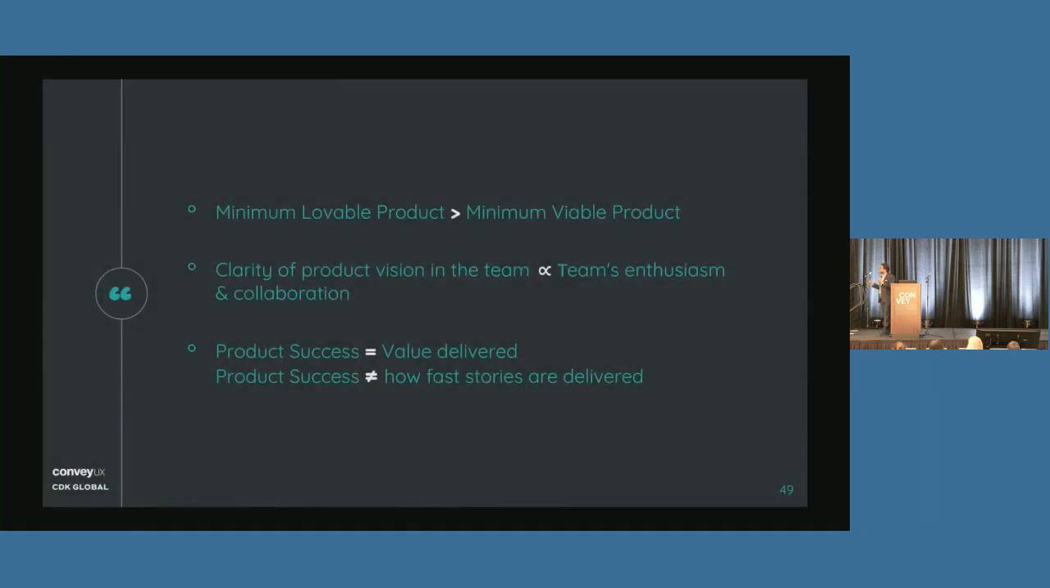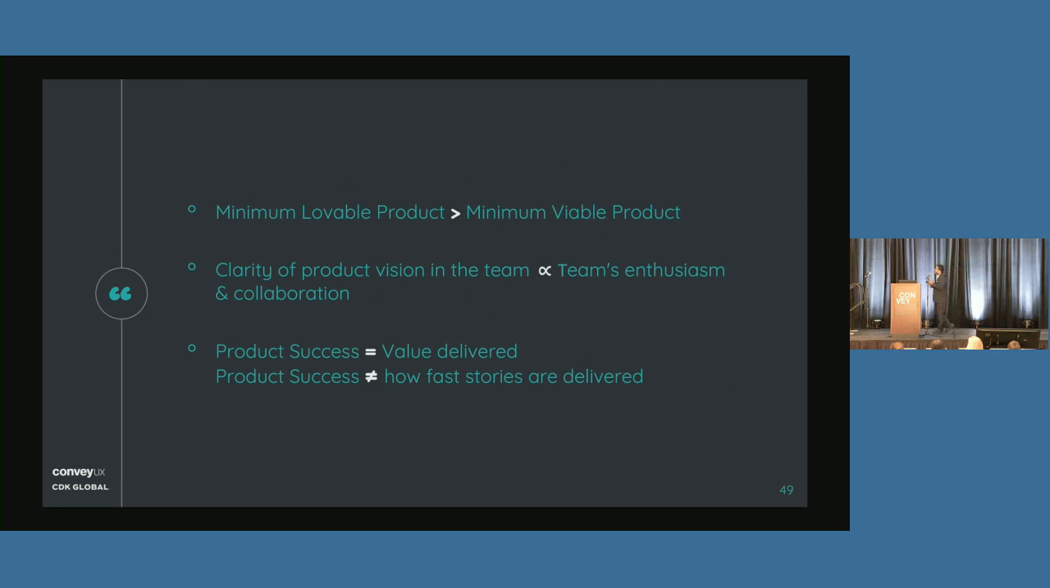So having said that, I will finally conclude by saying minimum lovable product is always better than minimum viable product. Always advocate for that. And like I said, we live in a gray world. It's not black and white. There may be reasons why you are doing an MVP or MMP, but make sure you understand it.